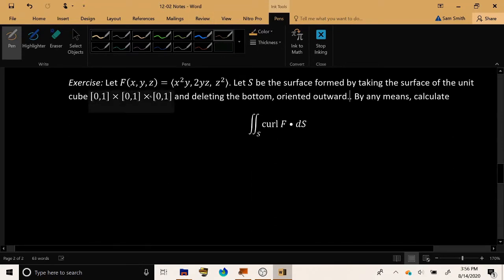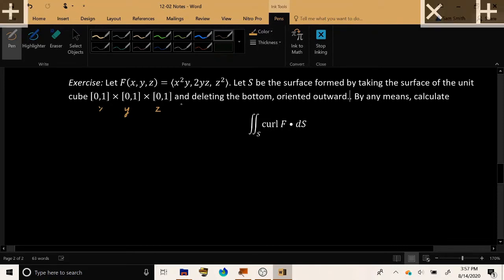We've got this vector field, F of x, y, z, given by x squared y, 2yz, z squared. Let S be the surface formed by taking the surface of the unit cube stretching from 0 to 1 in the x, the y, and the z directions, and delete the bottom of that cube. Then orient the surface outward. By any means, calculate the surface integral of the curl of F.